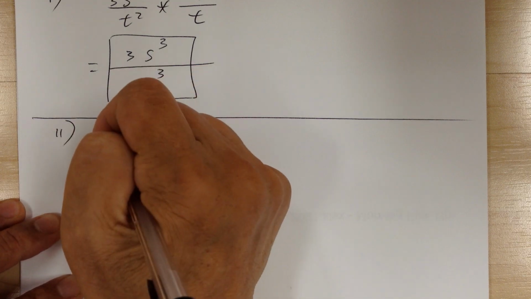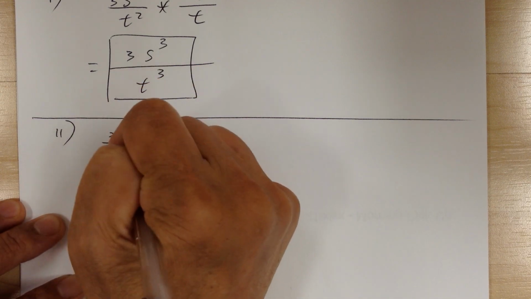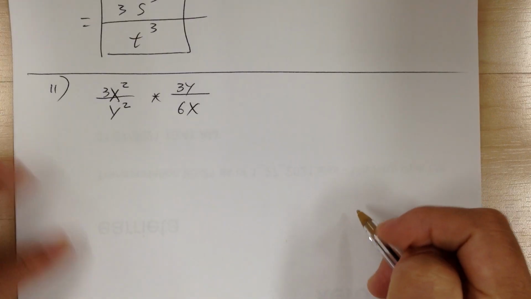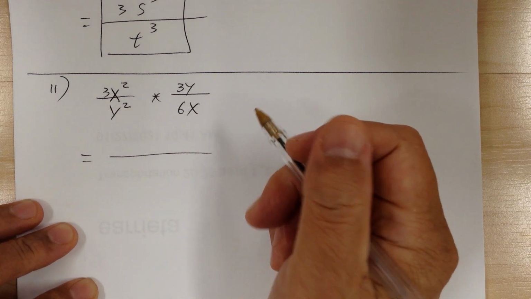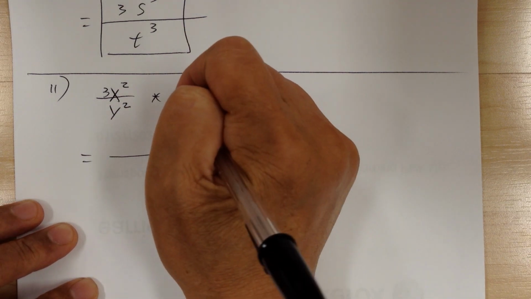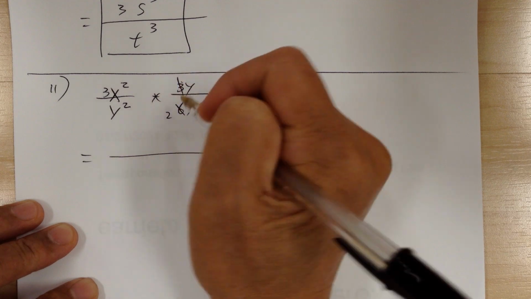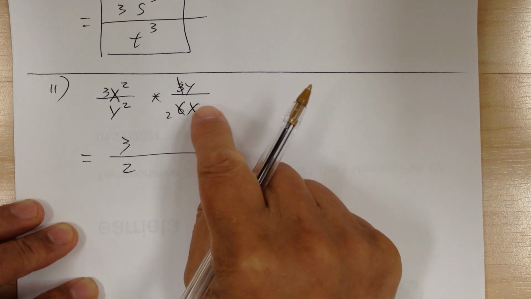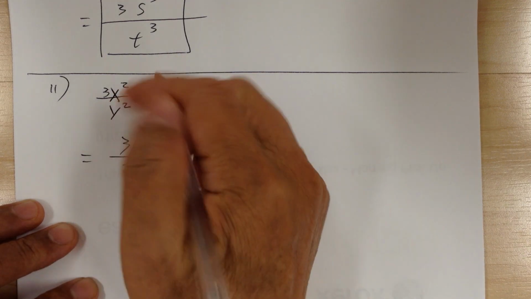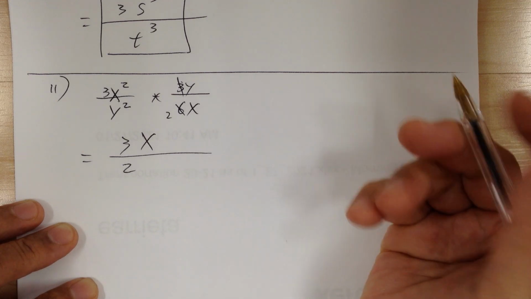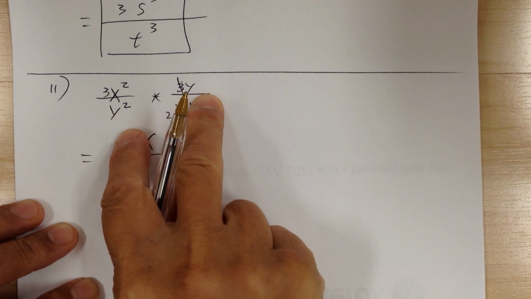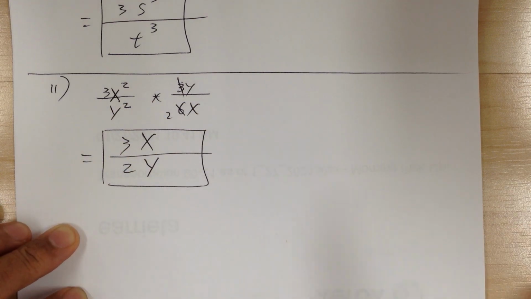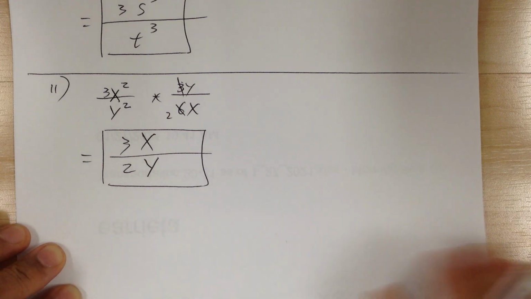Okay, number 11, got 3x squared over y squared times 3y over 6x. So first, let's look at the number. So 3 and 6 can cancel, you get 2. So you're going to get 3 over 2. So take care of the number. Then alphabet. You got x here, you got x squared. So cancel out, you're going to get x left over on the top. Now the y, you got y over here, you got y squared. So when you cancel, you're going to get y left over on the bottom. And that's it. So you can be organized. It goes do the number, then the alphabet.